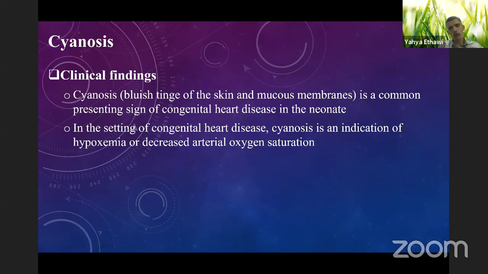until about 5 grams. So if we assume that the hemoglobin at birth is 20, then the baby needs to have 5 grams deoxygenated and 15 grams oxygenated hemoglobin, which means the saturation will be 75. If you measure the saturation by pulse oximetry, it will be 75. So you need to get down to 75 to see the cyanosis.